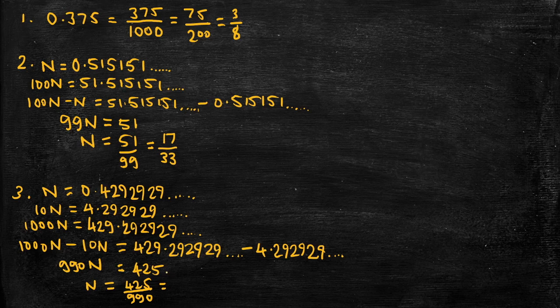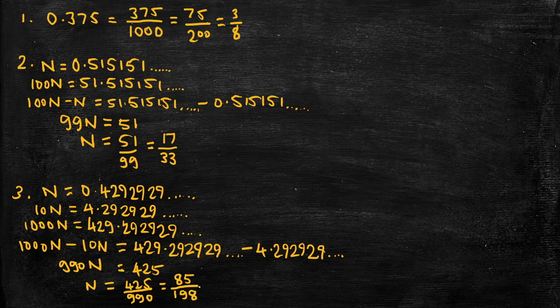And can I simplify that? You betcha, because what divides evenly into both those numbers? 5 does. So 5's into 425, I think, goes 85 times, and 5's into 990 goes 198 times, and I think that's the simplest form right there.